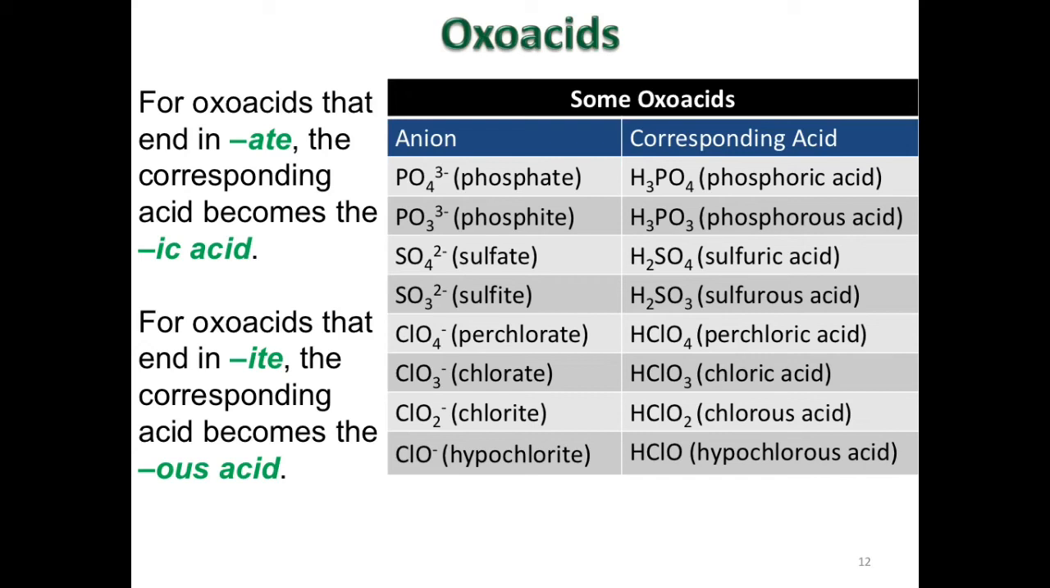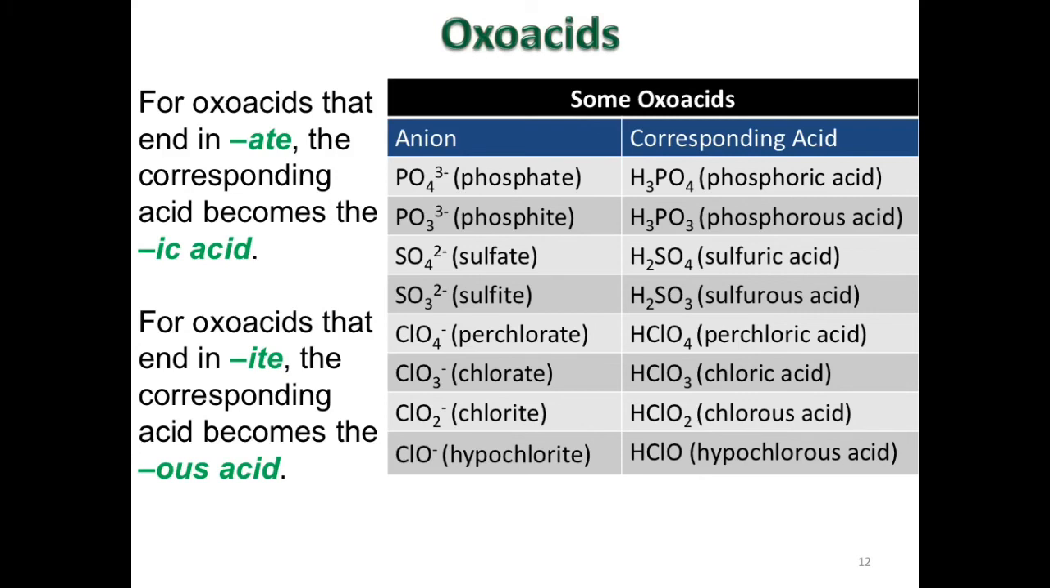Finally, I'd like to jump down to the bottom of this table and look at the oxoacids of the halogens. Remember that ClO4- is perchlorate. When we make it an acid, we do not change the per. We leave that, and we end up with perchloric acid. ClO3- is chlorate. Remove the -ate, put -ic acid. Chloric acid.